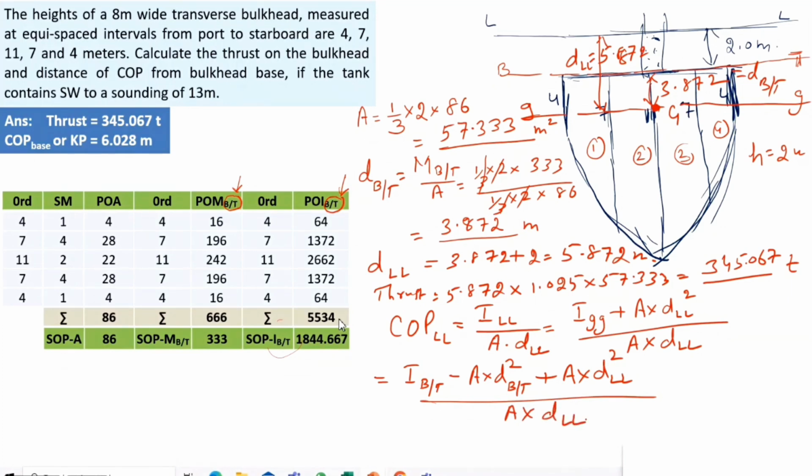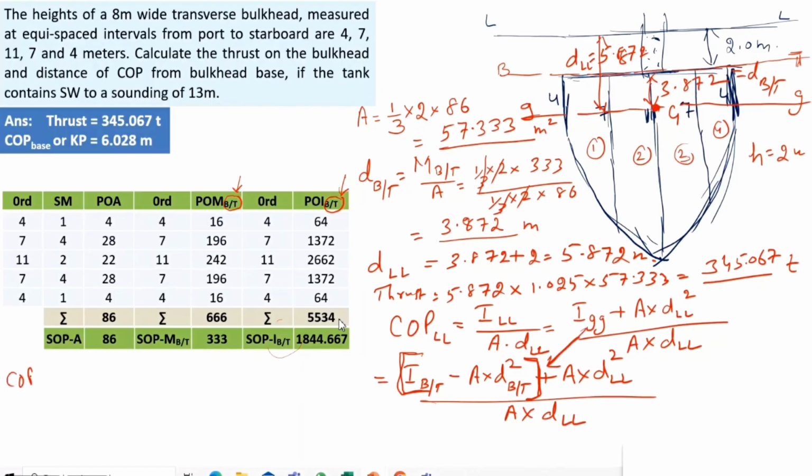Is this clear to everybody before I put the values and get the answer? This is what we discussed on the other sheet just a while back, right? What is in the bracket here is IGG. Yes or no? So now I put the values.